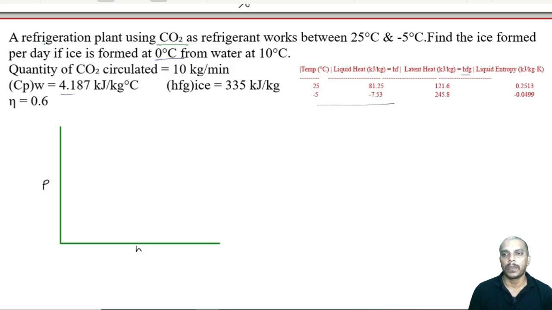Let us take this problem. A refrigeration plant using CO2 as the refrigerant. So, the chart which we are going to select will have to be the refrigerant CO2. And it works between 25 degrees Celsius and minus 5 degrees Celsius.